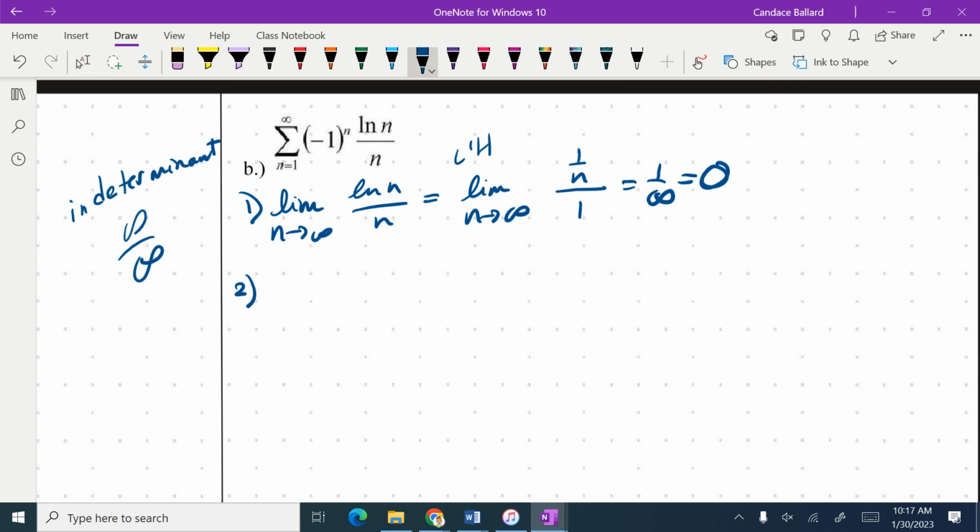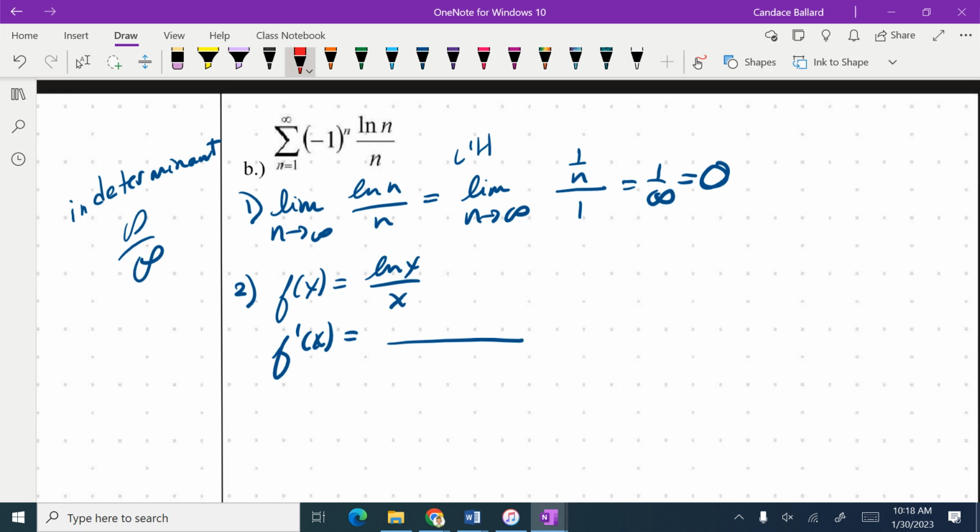Just because we like f's, I put it into f's when I did it before. So f of x equals the natural log of x over x. You don't have to do that. If you like n's, use the n's. It does not matter. All right. So we're going to find the first derivative, and we're going to try to figure out if it is positive or negative here. Okay.